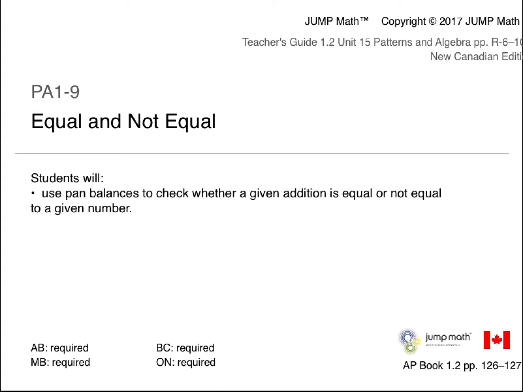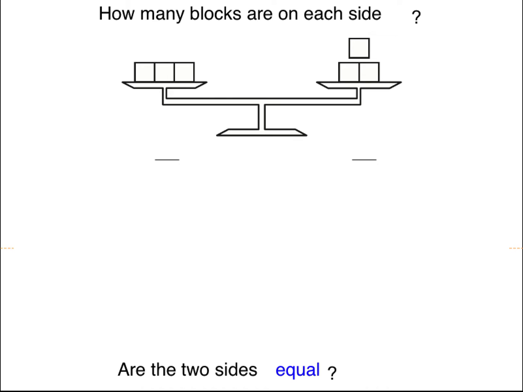Hi grade 1. Today in math we are going to be working on equal and not equal, and we've already learned what the sign for equal is. We haven't learned it for not equal yet. So first we are going to figure out equal or not equal using balances, and we already learned that if the balance is straight, that means what's on each side should be the same.